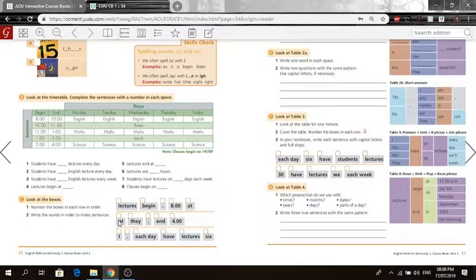Okay. Second one, at they full stop end 4. Okay, so I know full stop's gonna go to the very end. Okay, get that out of the way. We're gonna start with they. So they is number 1. 2, they end at preposition. They end at 4. 4 o'clock is number 4, and full stop at the end, number 5. So it'll be 1, 2, 3, 4, and 5.